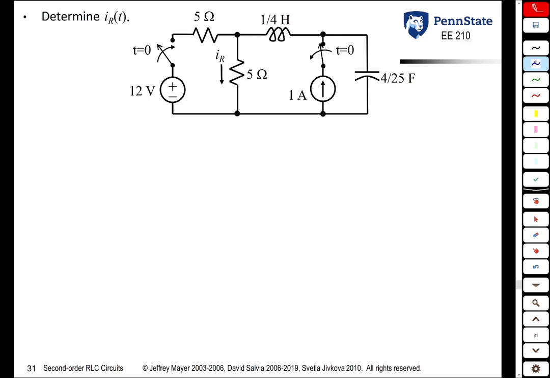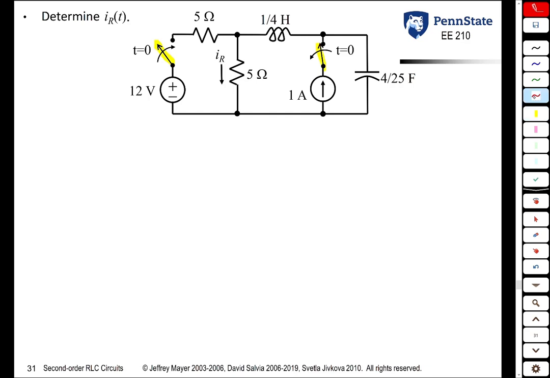So a lot of stuff is going on in this circuit. First off, we have a voltage source that is being switched into the circuit at time 0. At the same time, we have a current source that's being switched out of the circuit at time 0. So this is going to be another driven circuit because it has sources present both before and after the change in the circuit at time 0.